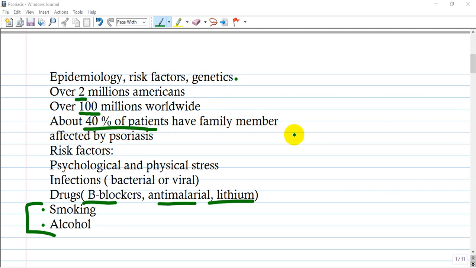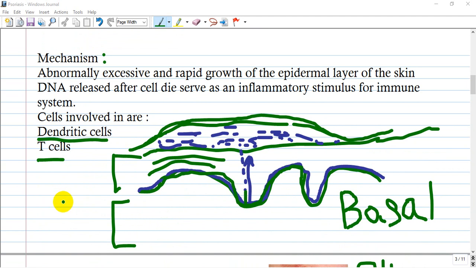It can be transmitted to offspring in 40% of patients who have a history of disease. Other risk factors are psychological or physical stress, infection of any type, like bacterial, viral, or fungal, drugs like beta blockers, anti-malarials, lithium, etc., smoking and alcohol. This is a special part because they can be ceased, and it prevents proliferation and expansion of the lesions, the patches on the skin.